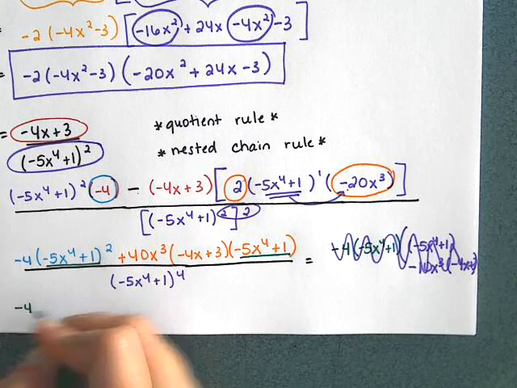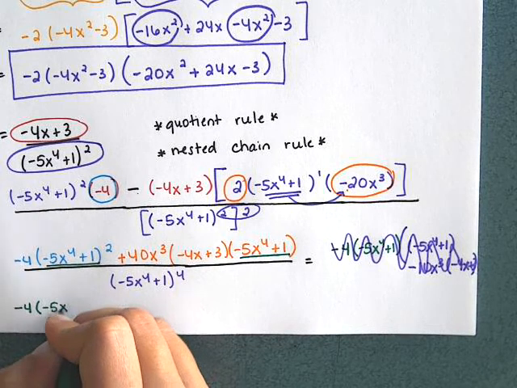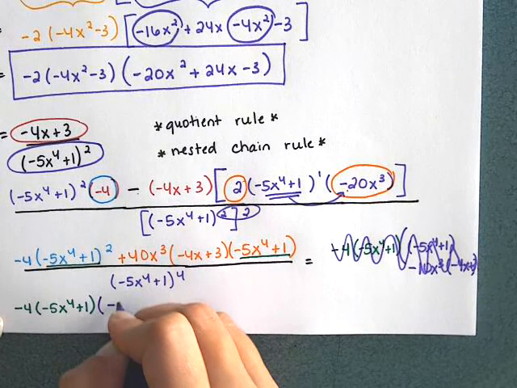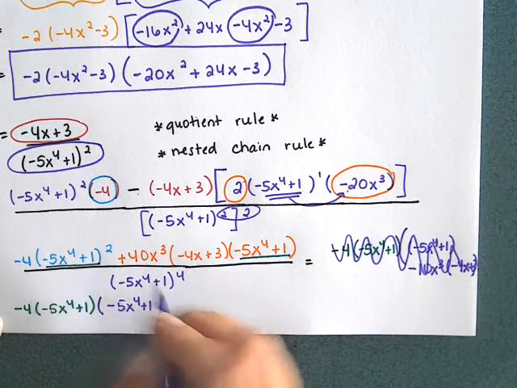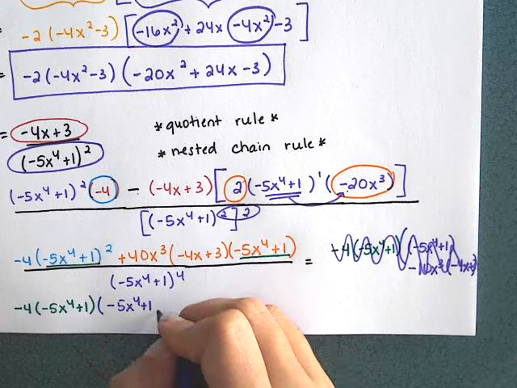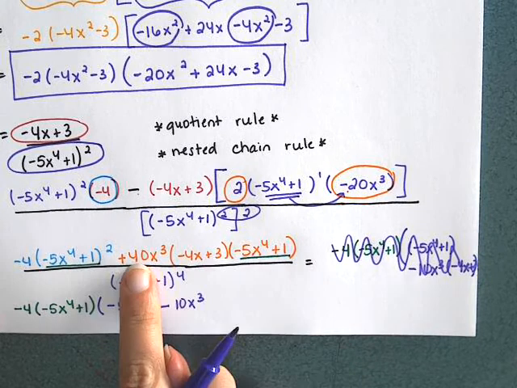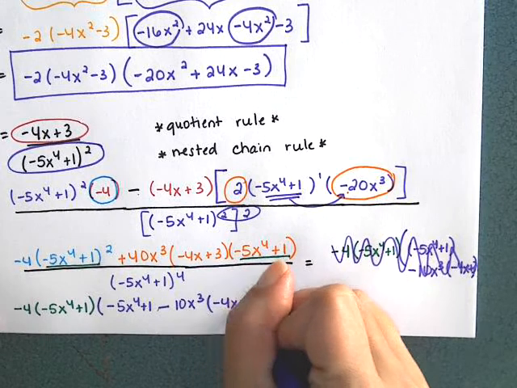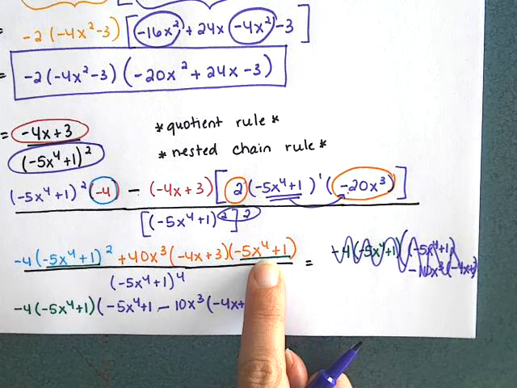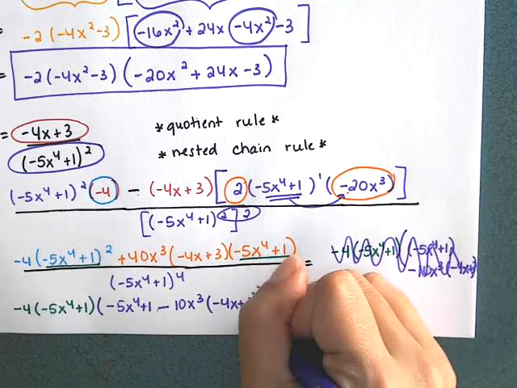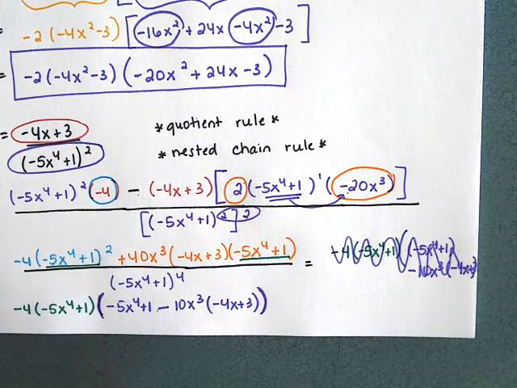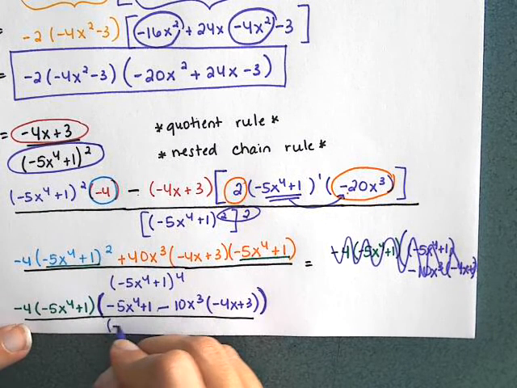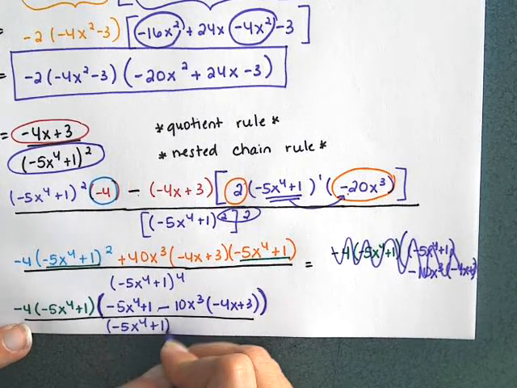So I'm going to have negative 4 times the negative 5x to the 4th plus 1, which is by common factor. And what's left would be 1 copy of the negative 5x to the 4th plus 1, which was left over from the blue part, minus 10x cubed, because I divided by negative 4, and the negative 4x plus 3. I don't have this orange part left, the negative 5x to the 4th plus 1 anymore, because I took that out. All over the negative 5x to the fourth plus 1 to the fourth.